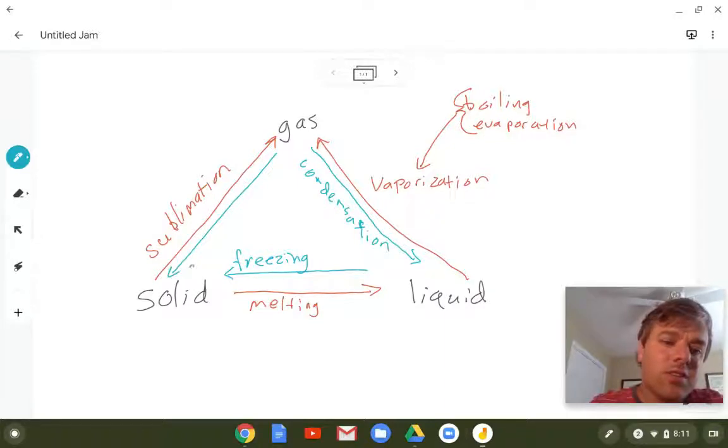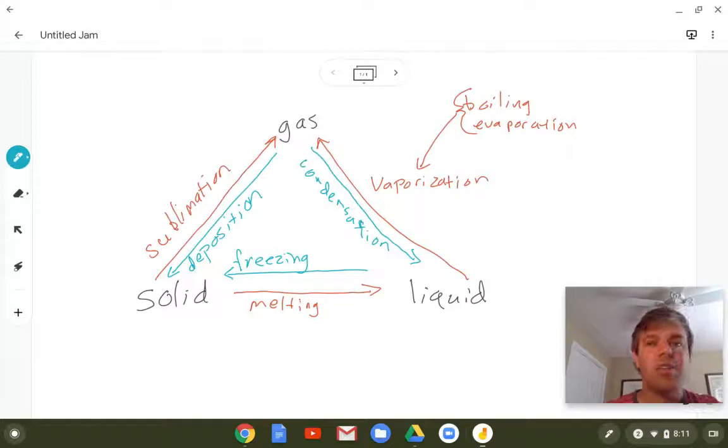This process is called deposition. This is how frost forms in the wintertime. Water vapor encounters a very cold surface and it immediately turns into ice. Frost is not dew that then freezes. That's a different thing and much more difficult to deal with.